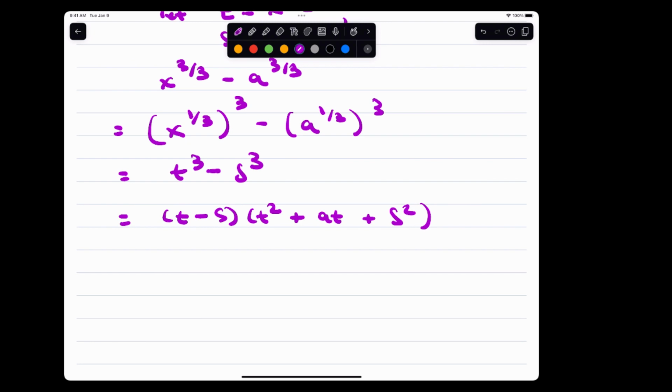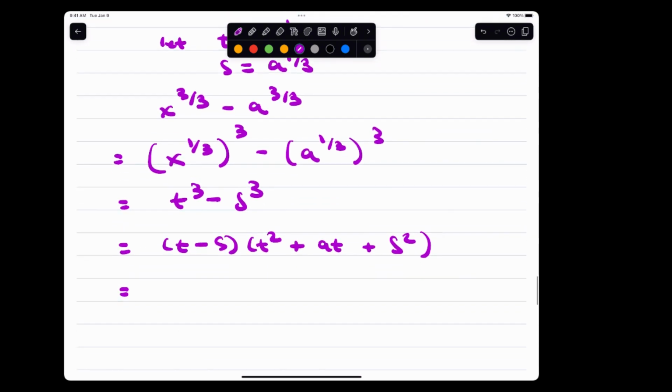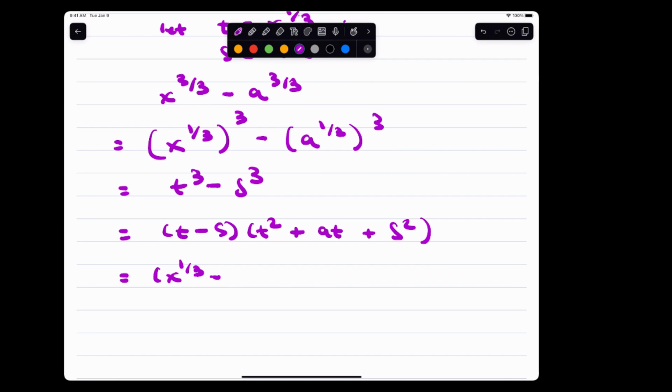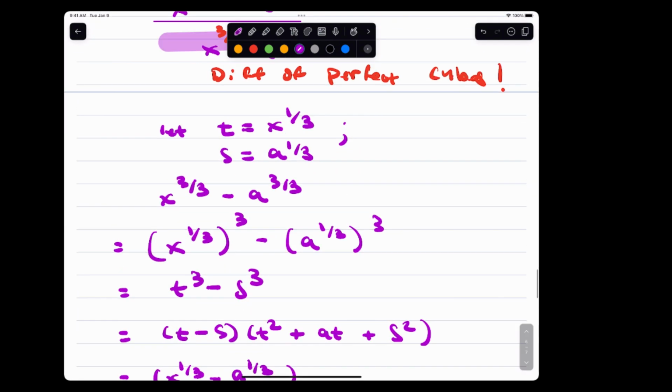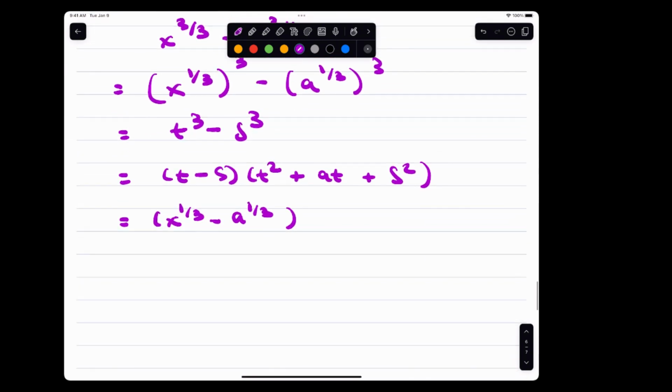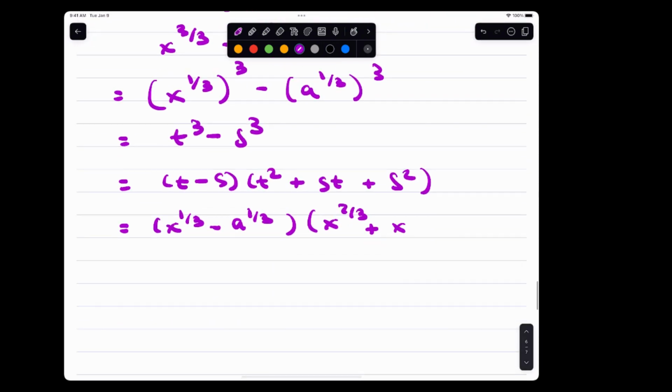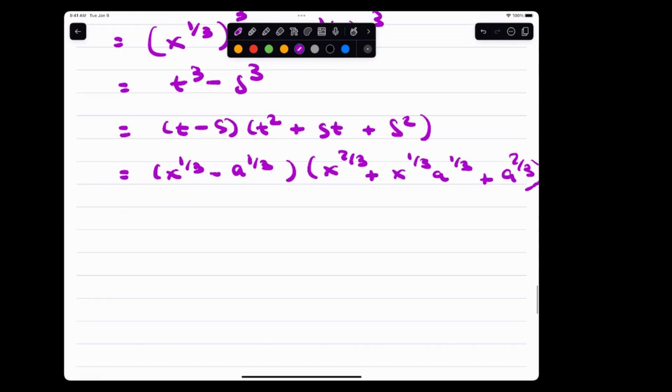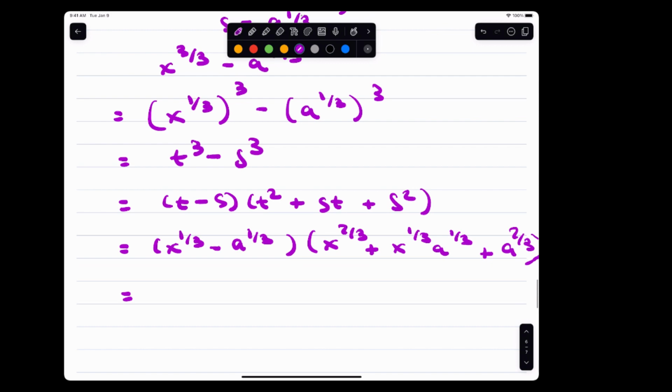So I just changed the variables to share with you guys this difference of perfect cubes. So what does that mean you really have? It means you really have this: T minus S. So what is T? This is x to the 1/3 minus a to the 1/3, okay? Is that right? You guys okay with that? And then that means you have x to the 2/3 plus, oops, that's ST, so x to the 1/3 times a to the 1/3, plus a to the 2/3. Is that true? Yes. All right.